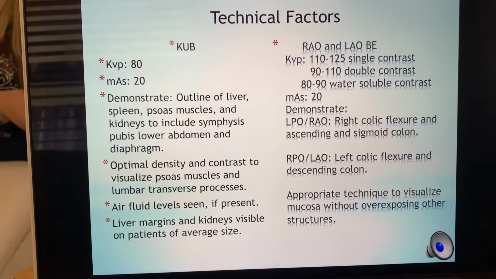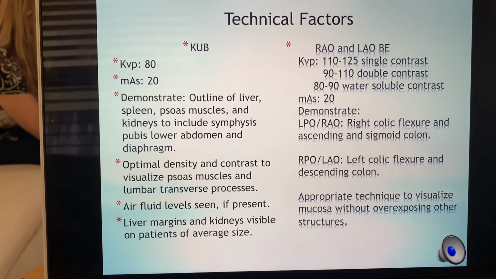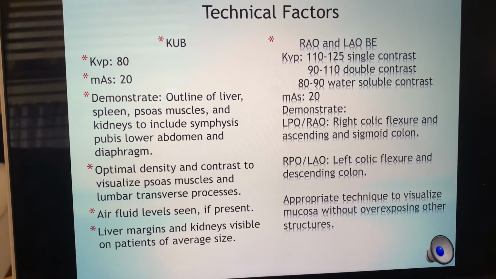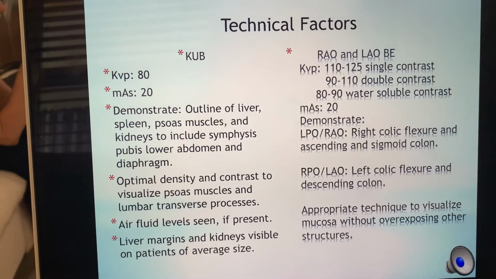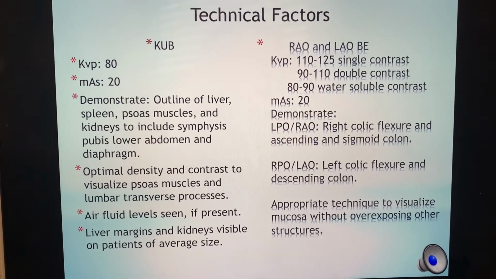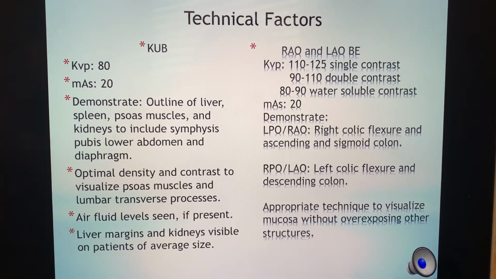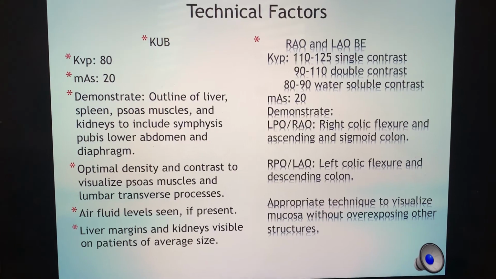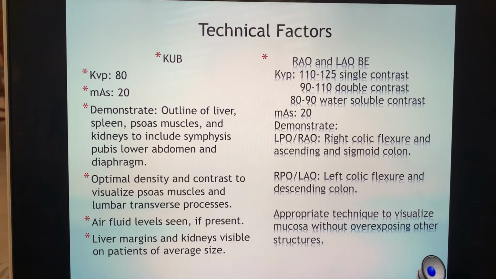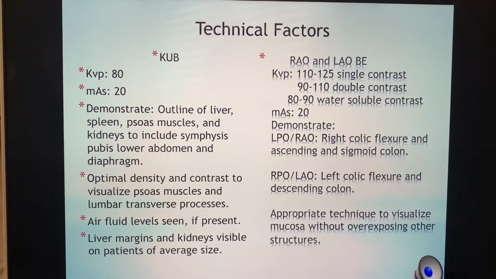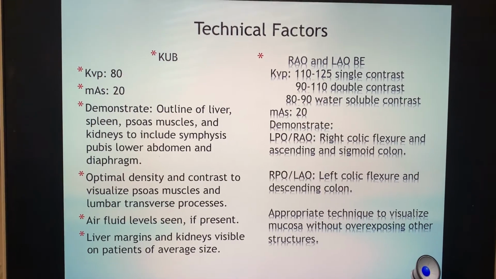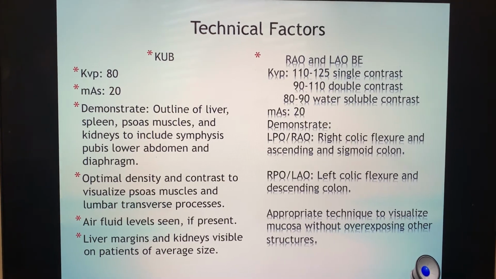For the KUB and the barium enema, we have to have some consideration with the technical factors. For the KUB, I will use 80 kVp and 20 mAs. The KUB will demonstrate the outline of liver, spleen, psoas muscles, and kidneys to include symphysis pubis, lower abdomen, and diaphragm. Optimal density and contrast to visualize psoas muscle and lumbar transverse processes. Air fluid levels seen if present, and liver margins and kidneys visible on patients of average size.